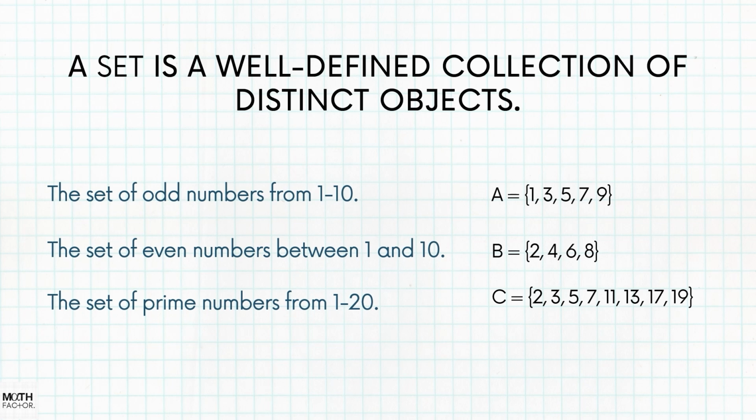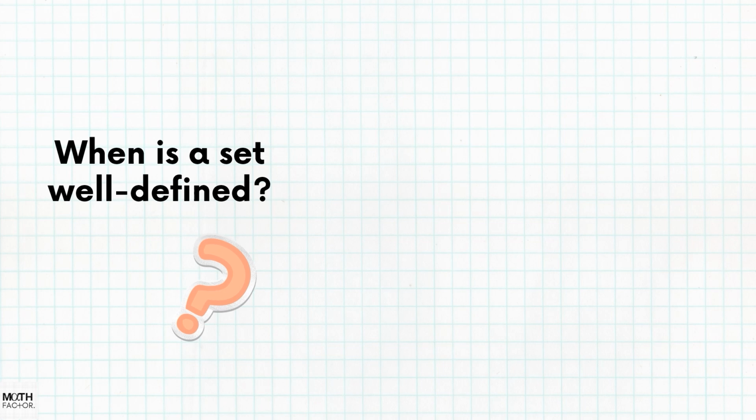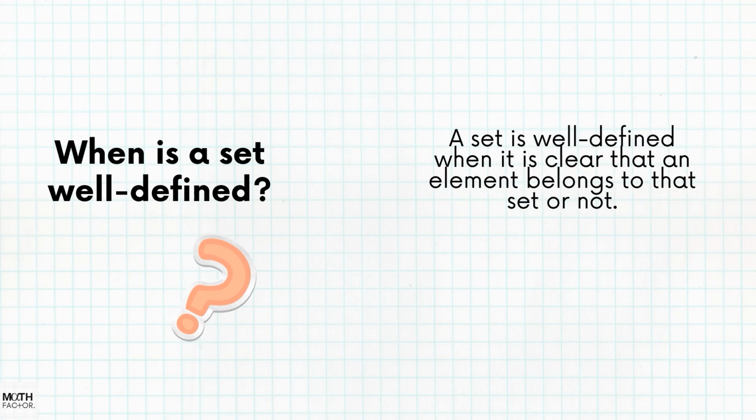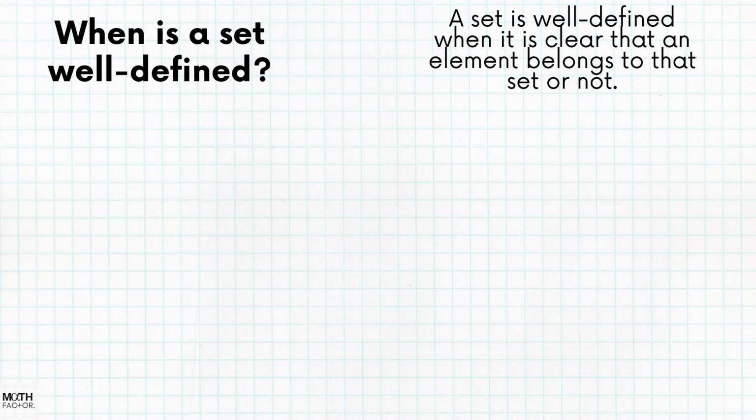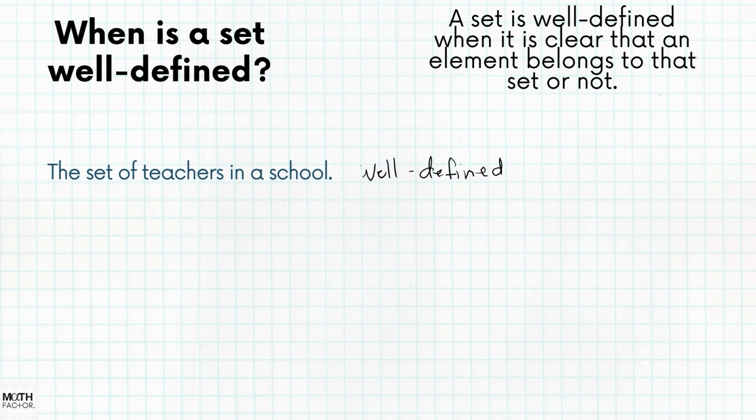The most common problem in sets is to identify when a set is well defined. To answer that question, a set is well defined when it is clear that an element belongs to that set or not. So let us use these examples and identify whether they are well defined or not. For our first example, the set of teachers in a school. This is well defined because all the teachers in a school can be identified.